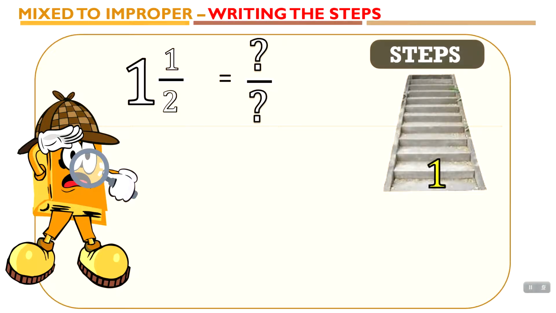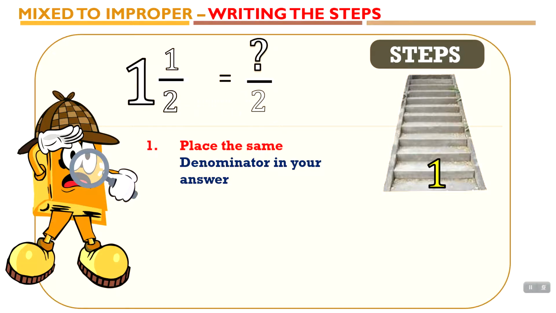The first step, since we are changing 1 1/2 into an improper fraction, is that 1 1/2 is going to be converted into a certain number of halves. We're still dealing with halves, and so all we need to do is place the same denominator in your answer. The 2 in the question becomes the 2 in the answer. The same denominator will always appear in both.